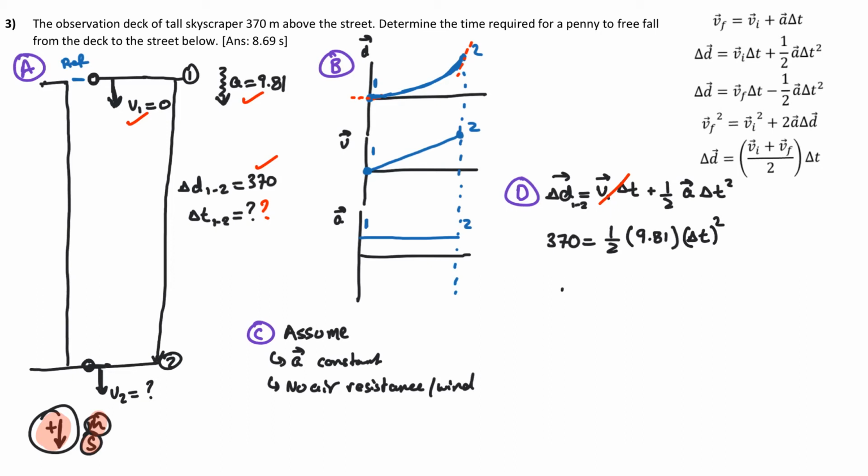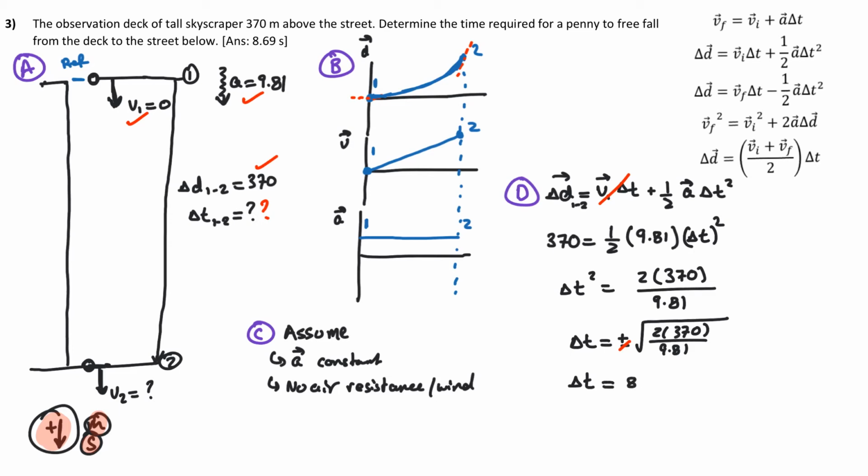I'm going to rearrange for my change in time. And I'll do this in 2 steps for students who might have a hard time with the math, but if you're finding this easy, then you can just do it in 1 step. Delta time here is going to be plus or minus the square root of 2379.81. And if you do this properly on your calculator, and time cannot be negative, therefore the time will be equal to 8.6852, and then it will keep going.